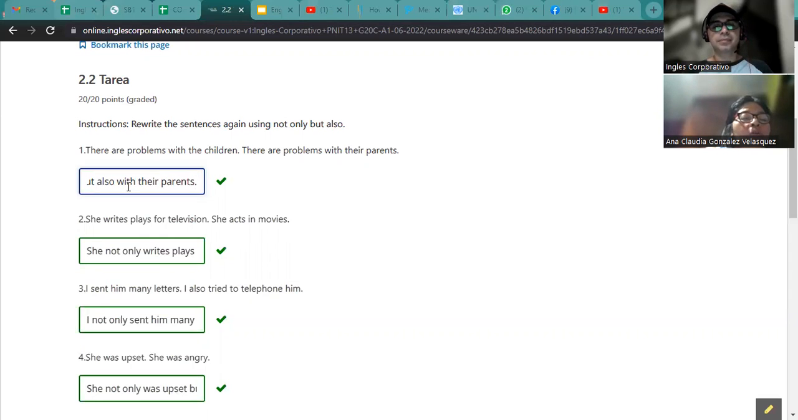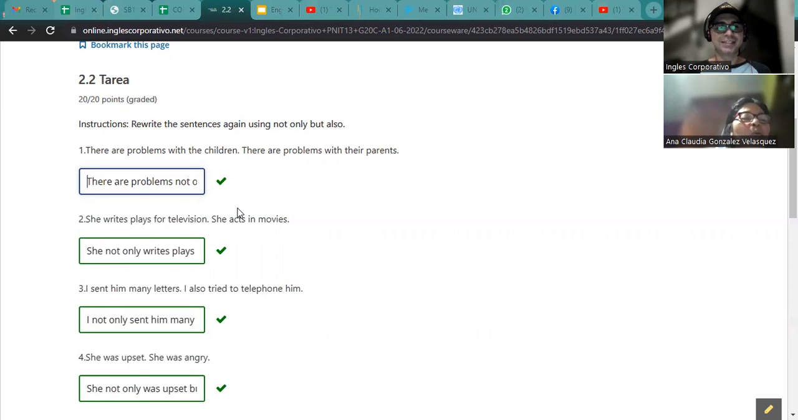It's because I was following the structure: not only noun, but also. So I was repeating that there are problems. I got the idea now. Let me verify. There are problems not only with the children, no comma, but also with their parents, period. The only uppercase is at the beginning, the T from "There." Oh my God, you got it, good.